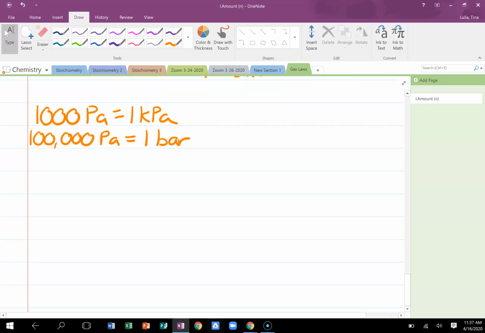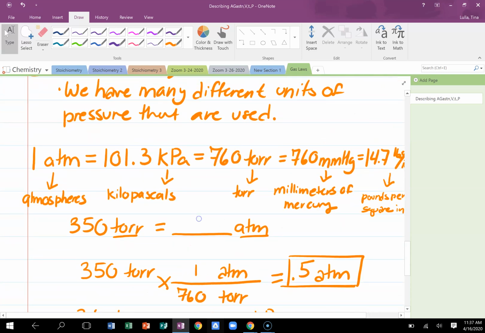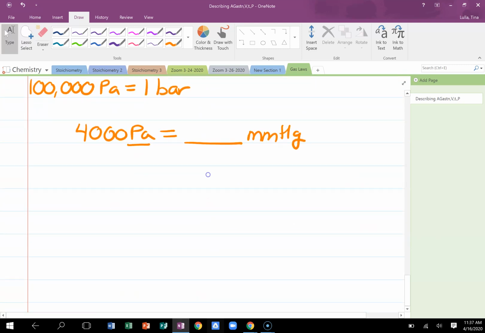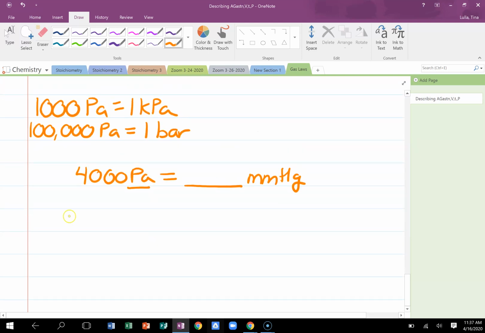Okay, let's say we have 4,000 pascals. How many millimeters of mercury is this? Okay, I noticed that pascals is not on my original line of conversions. So I know this is a multiple step problem. So I'm going to say, okay, shoot, what do I know about pascals? 4,000 pascals.